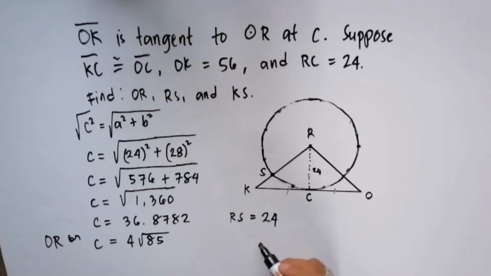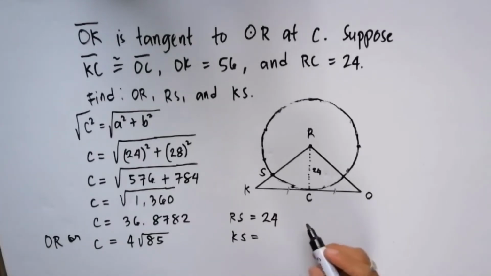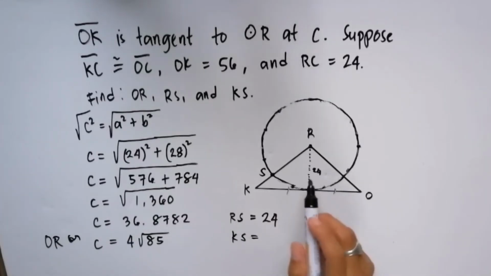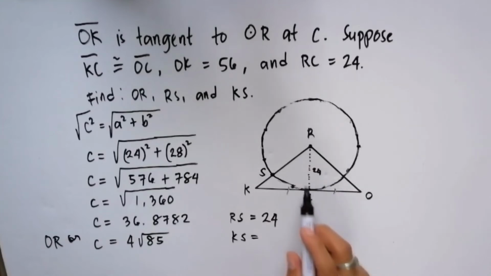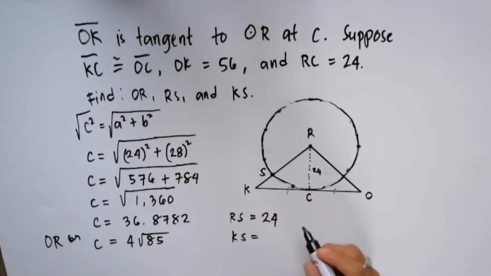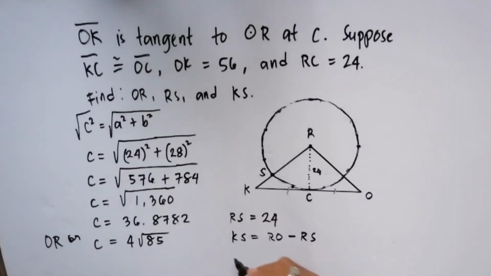Then for TS, that is equal to the measure of RO minus the measure of RS. RO minus RS. So TS is equal to 4 square root of 85 minus 24.